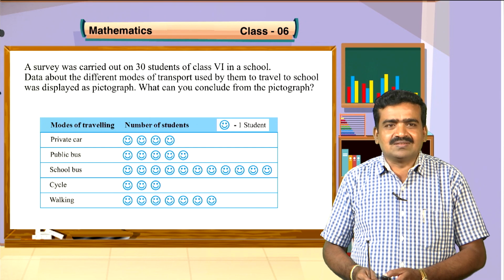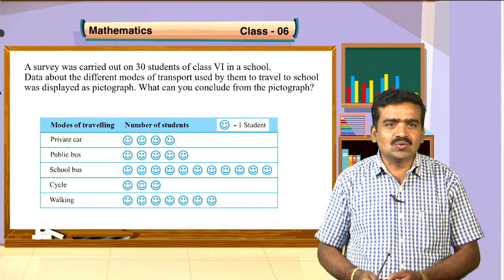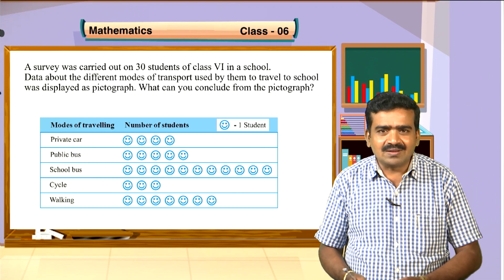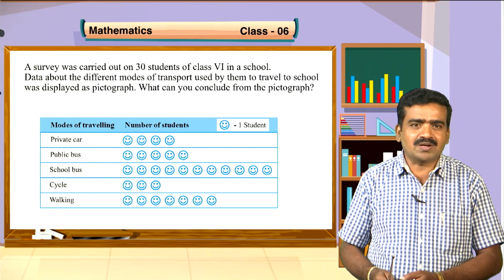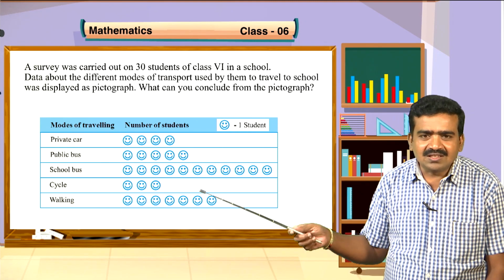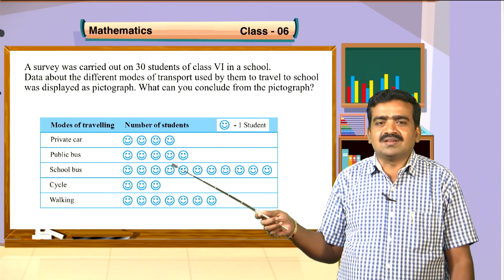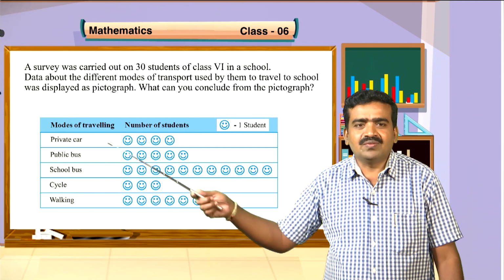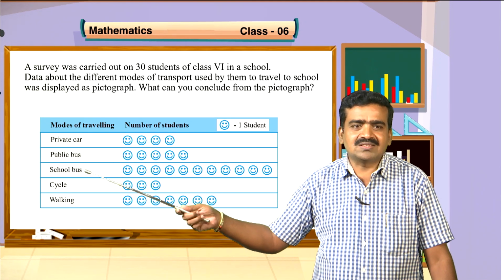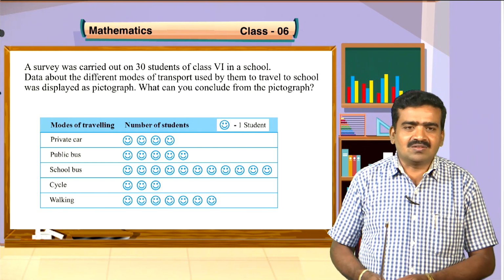In the next situation, a survey was carried out on 30 students of class 6 in a school. Data about the different modes of transport used by them to travel to the school was displayed as a pictograph. What can you conclude from the pictograph? The students travel to school in various modes, like private car, public bus, school bus, cycle, and walking.